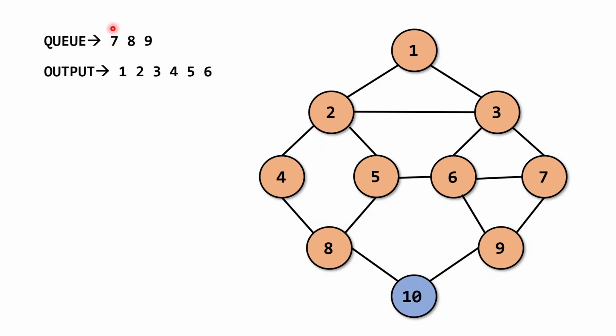Now we have this 7, and for the 7 vertex we have 3, 6 and 9 as adjacent vertices, but all of them are visited, so we just simply put this 7 into the output and remove it from the queue like this.